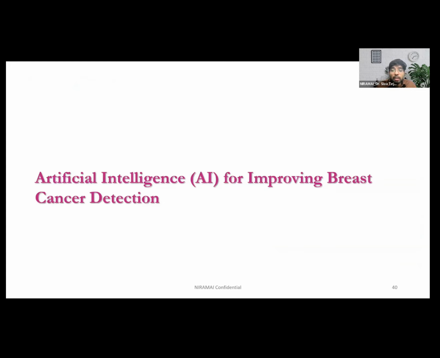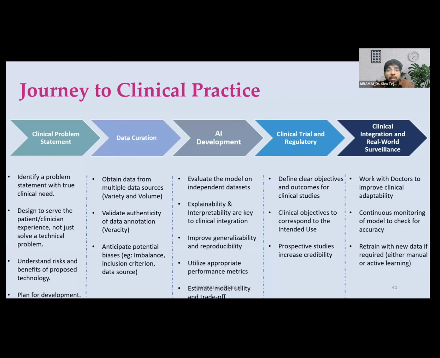With this, I'll move on to how we utilized AI for improving breast cancer detection in Niramai. Before that, I thought I could give an overview of the journey, specifically when we have some kind of medical imaging problem, what all it takes to take this into clinical practice. The first and foremost step for anyone working in medical imaging plus AI is to identify a problem statement with true clinical need. It seems very obvious, but not all problem statements that we have might have true clinical need.